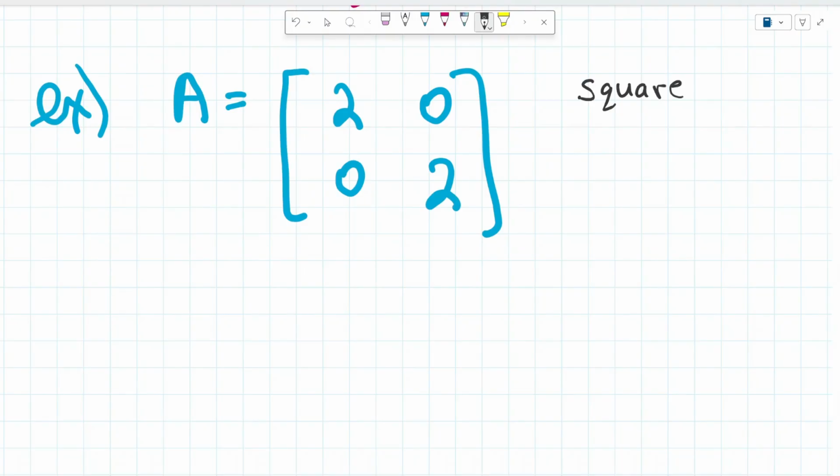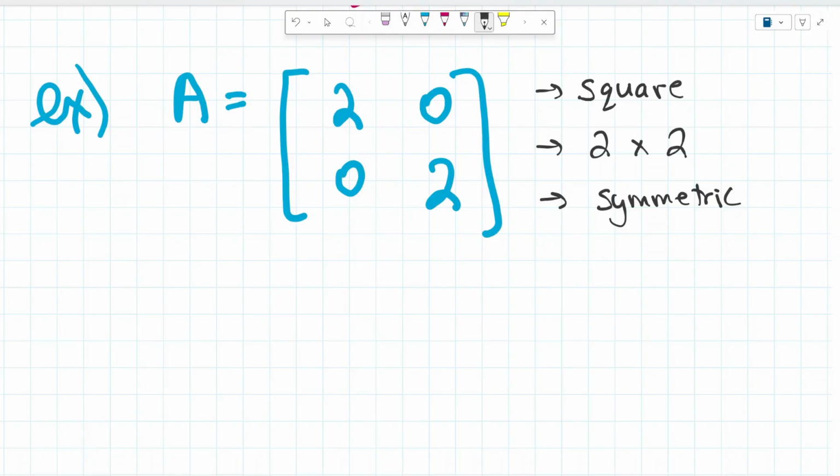Second of all, we can see that the dimensions are 2 by 2, so 2 rows and 2 columns. And the third thing that I see here, which is quite interesting for me, is that A is a symmetric matrix. And symmetric matrices have very special properties in linear algebra. They have lots of special implications.